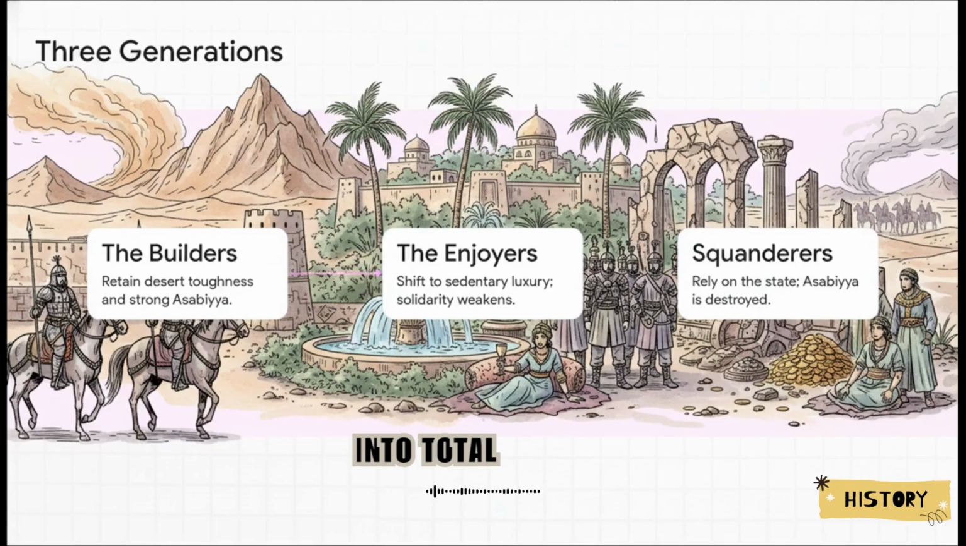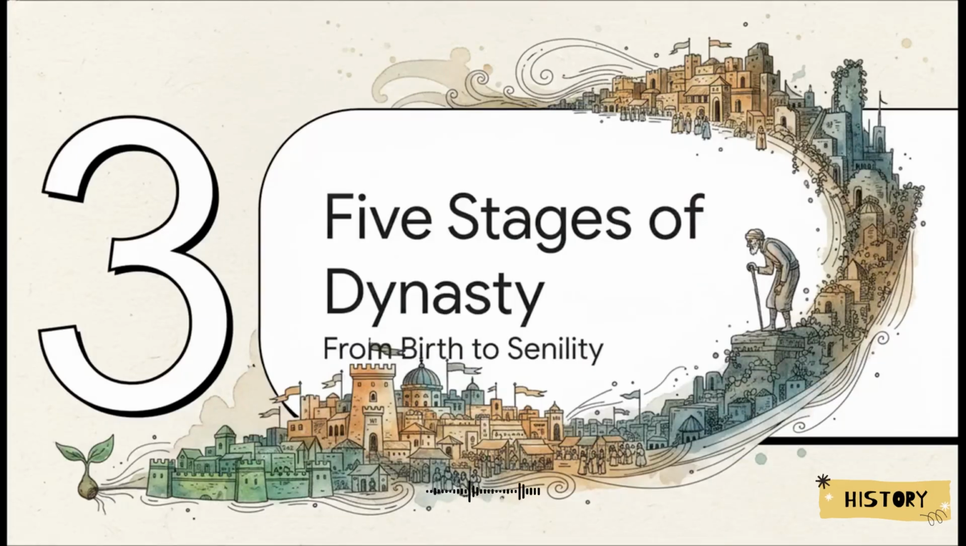These people are born into total luxury. They've completely forgotten the tough life of their ancestors. They're totally reliant on the state for protection, they're obsessed with consuming wealth, and that crucial asabiyya is entirely destroyed. By the end of this generation, the state is completely ripe for the picking by a new, hungry tribe from the outside. Section 3, the 5 stages of dynasty.